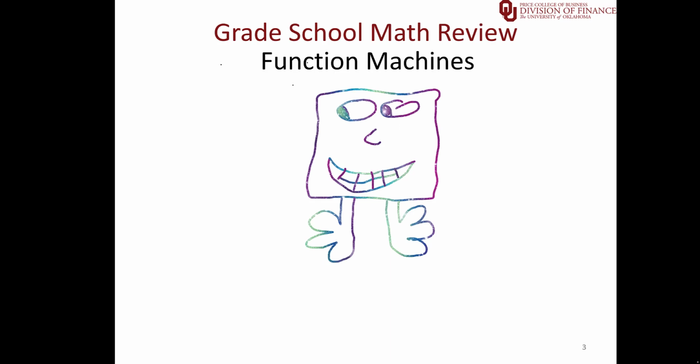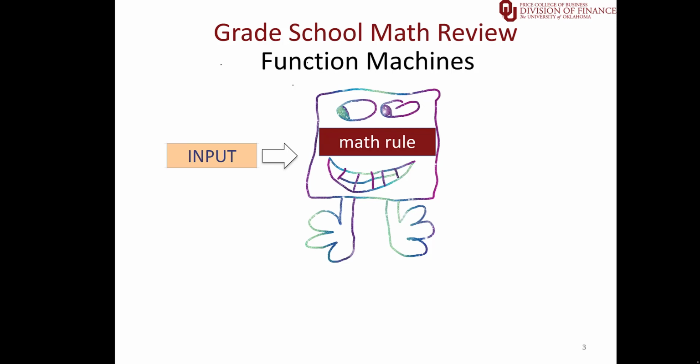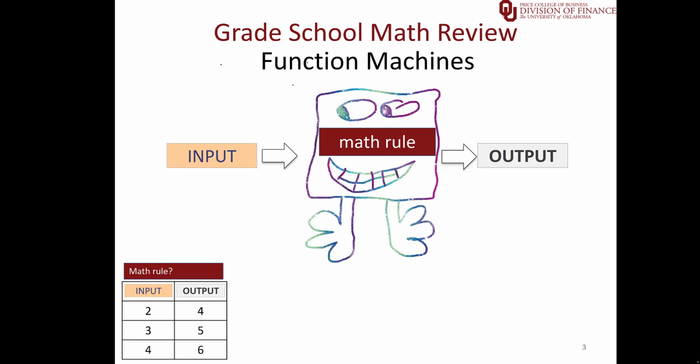Grade school math review. So function machines. When my kids were in about 2nd grade, they told me that they learned about function machines. And function machines, they said, were a thing that would take an input, apply some kind of a math rule to it, and produce an output. For example, if I had this list of inputs, 2, 3, and 4, and I got this list of outputs, 4, 5, and 6, that corresponded, then what would the math rule be there? Pause the video, think about it, and you'll come up with x plus 2. So x plus 2 is our math rule in this case.